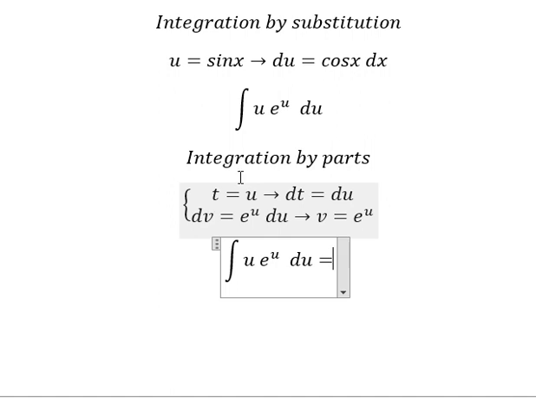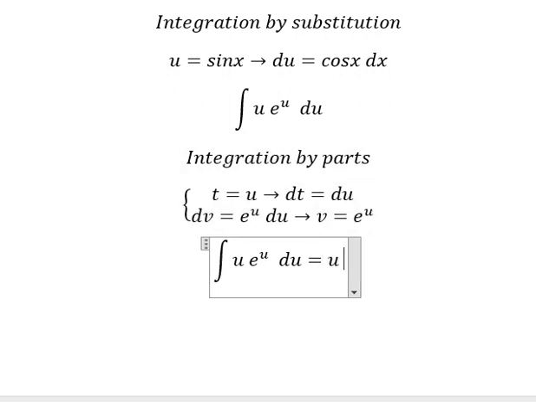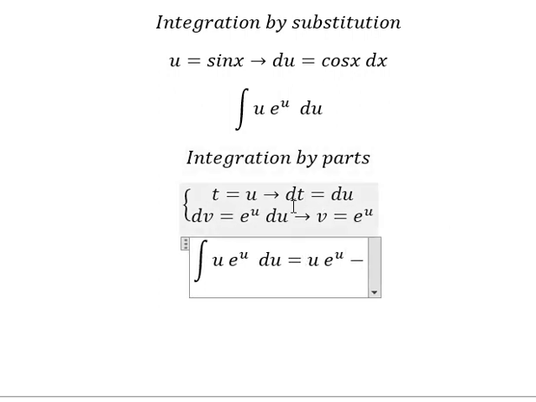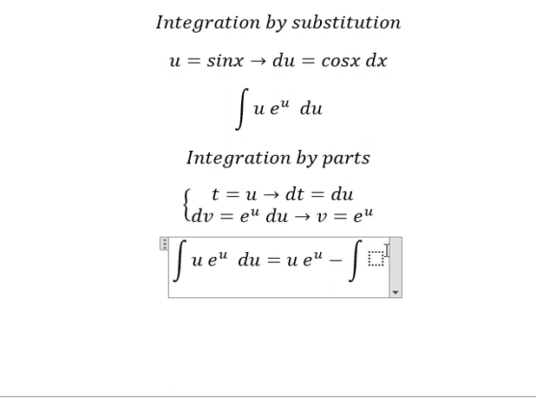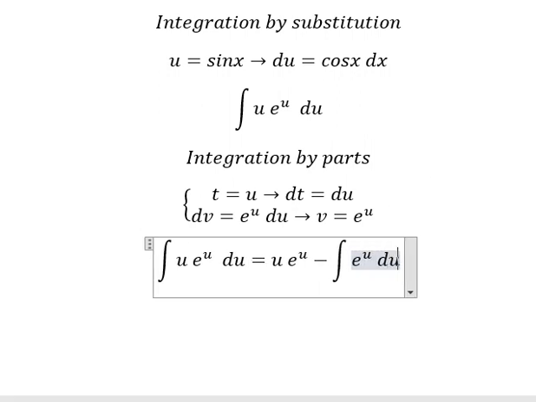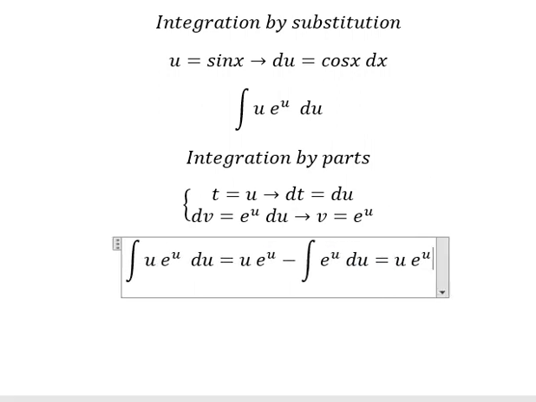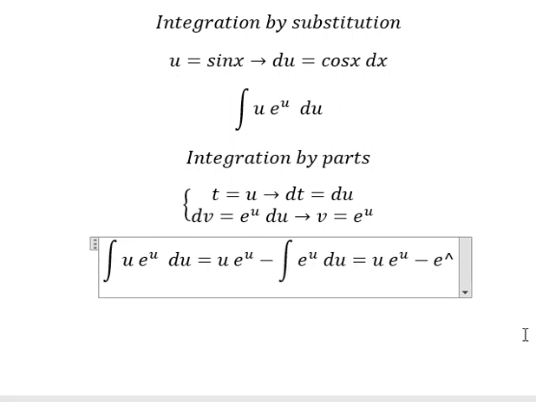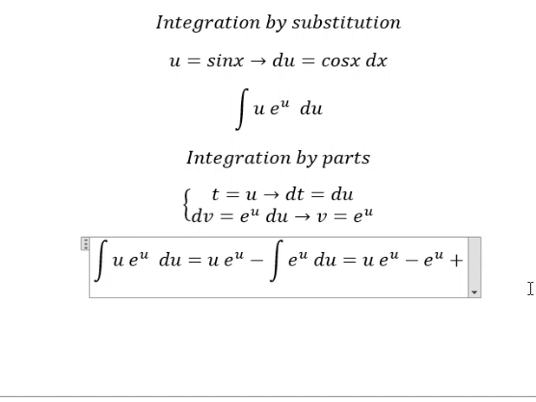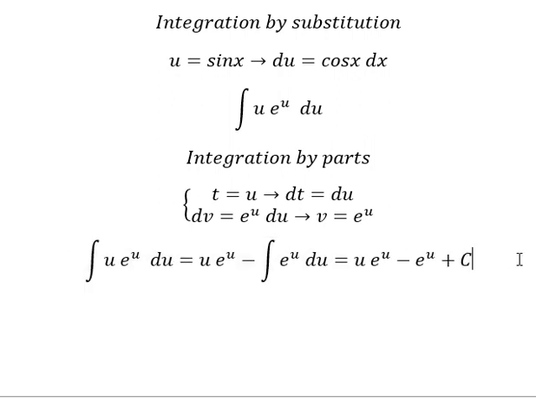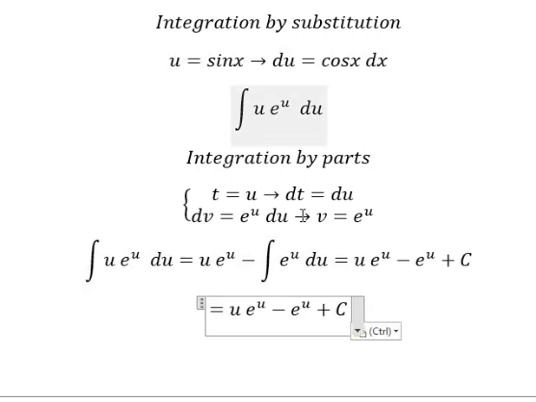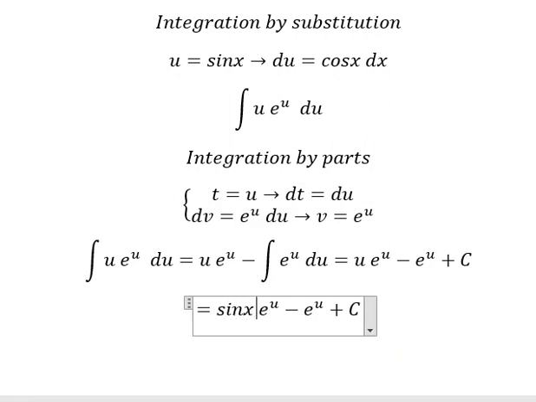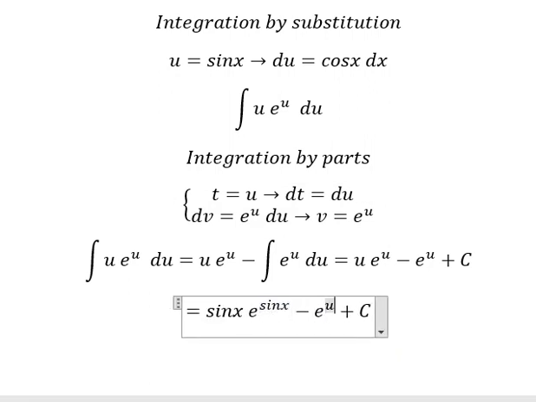So we have t multiplied by v minus the integration of v dt. So we have the integration of e to the power of u du. The integration of this one is e to the power of u, and I will put plus c. About u, that is sine s.